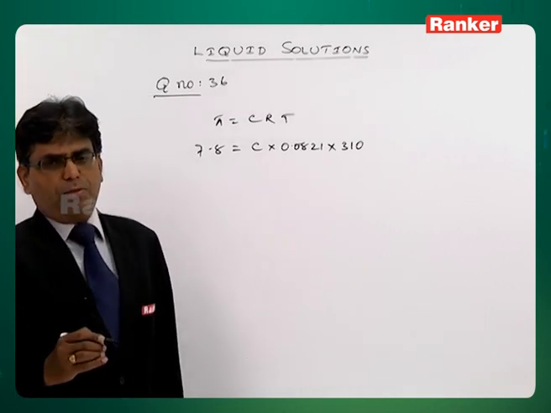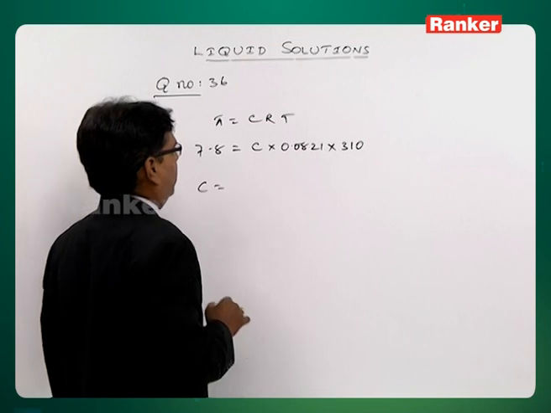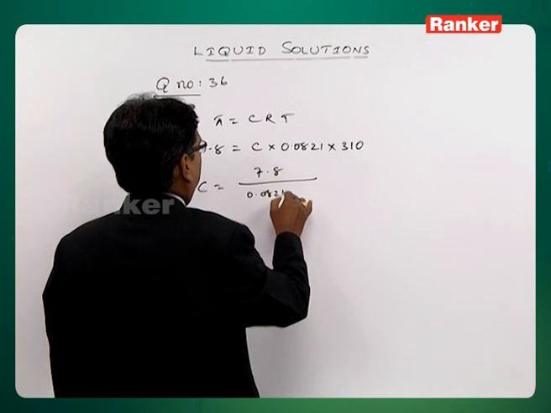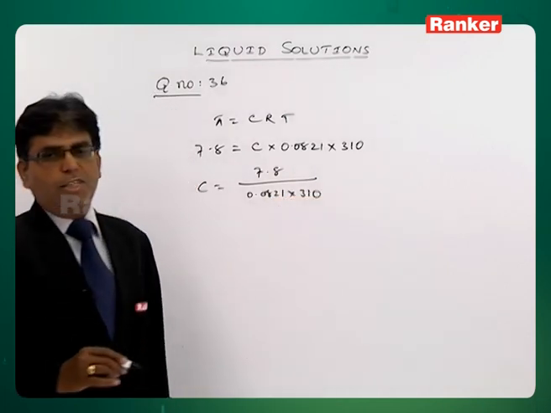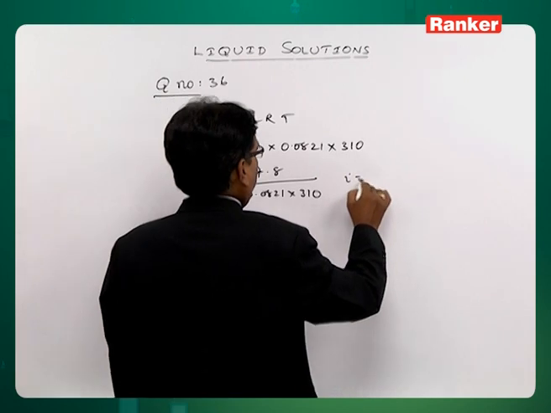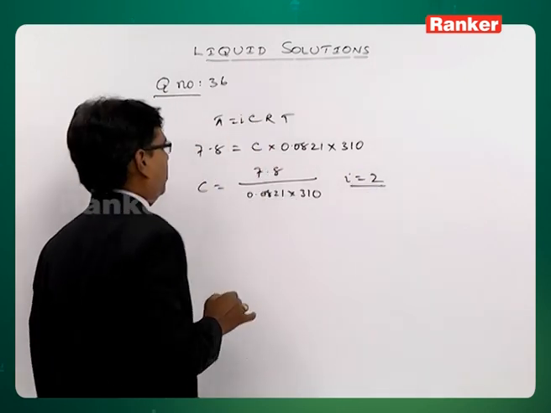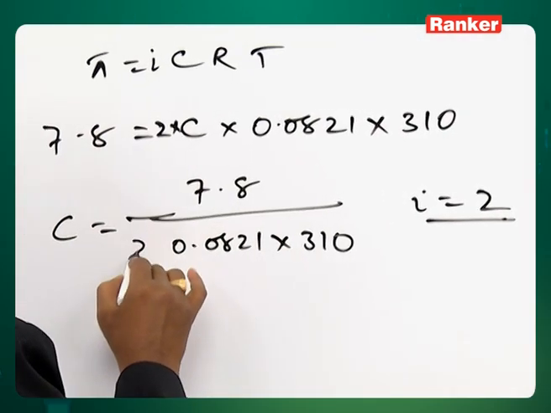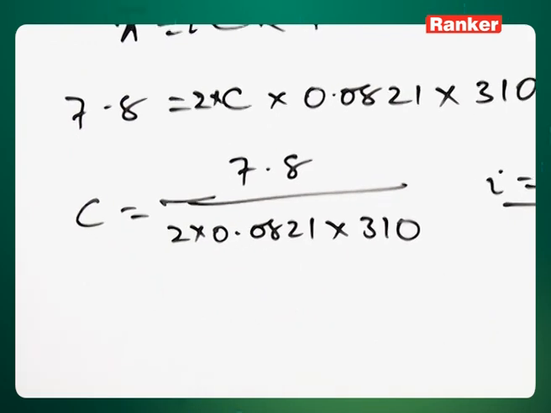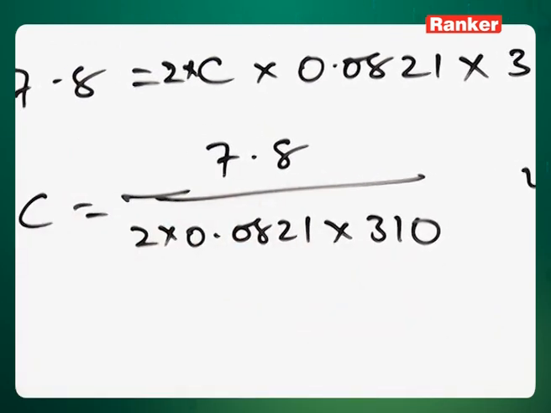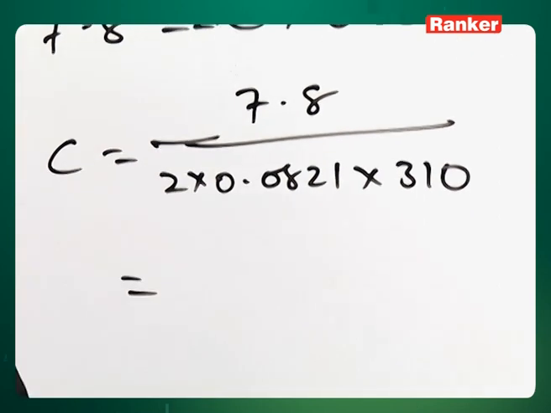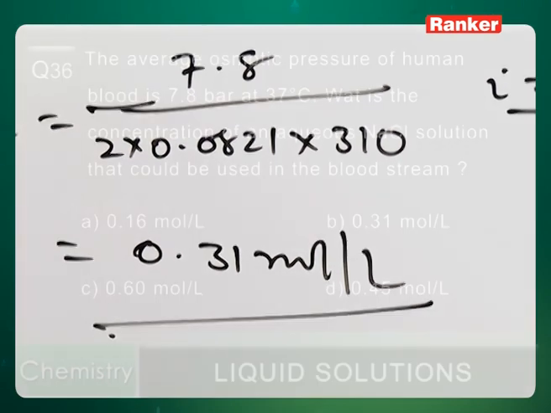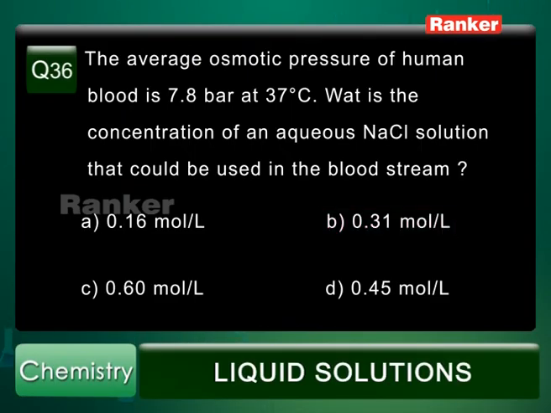Now, from this calculation, you get 7.8 by 0.0821 into 310, and this being NaCl, the i factor must be equal to 2, which we also take into consideration. So, this is 7.8 by 2 into 0.0821 into 310, and if you do that, you will get 0.31 mole per liter. So, the correct answer must be option B.